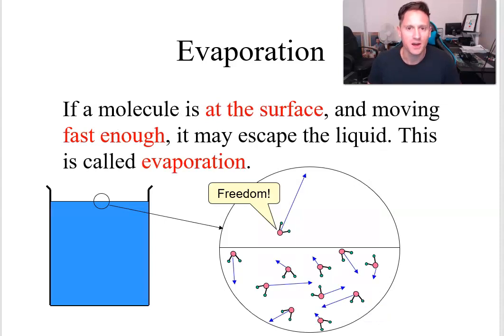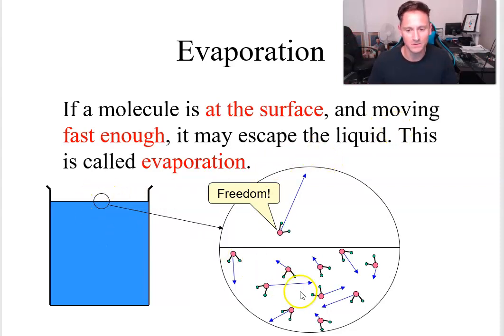Where evaporation occurs is if a molecule is at the surface of that body of water and it's moving fast enough, it may escape the liquid. Now, we're simplifying this concept a little bit, but essentially what's happening is it gets to the top, and if it has enough energy, it's moving fast enough, it's able to get out of there. And that's what's called evaporation.